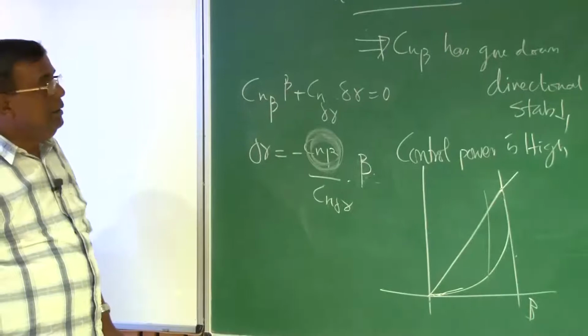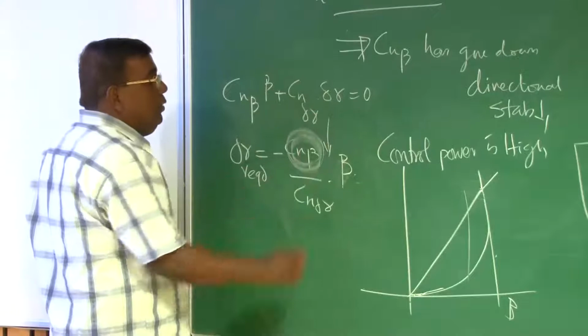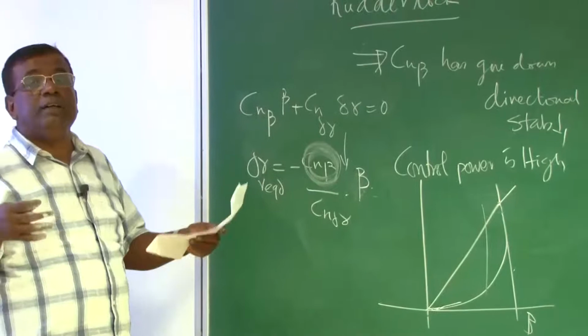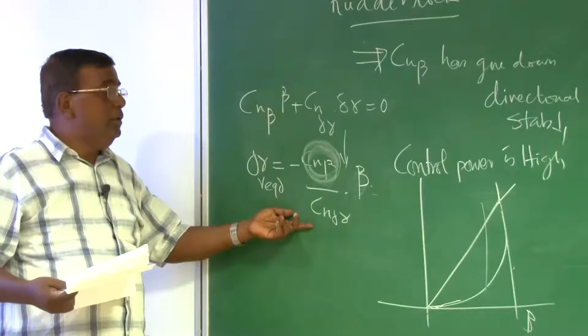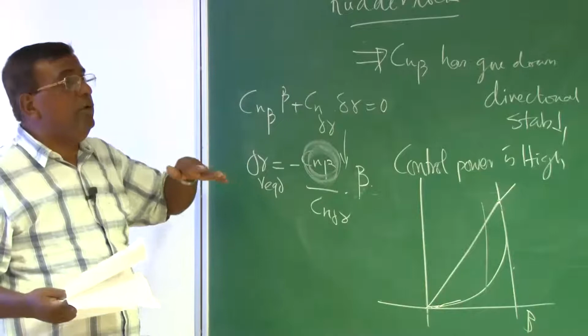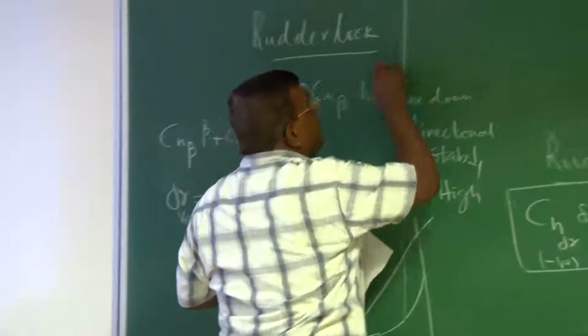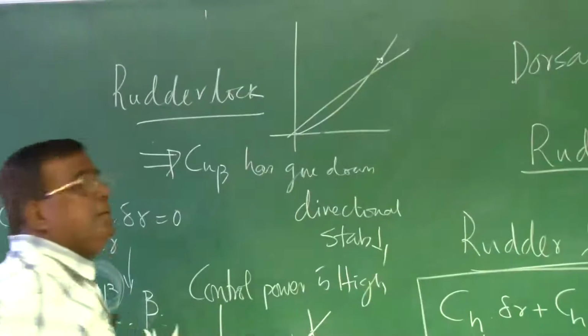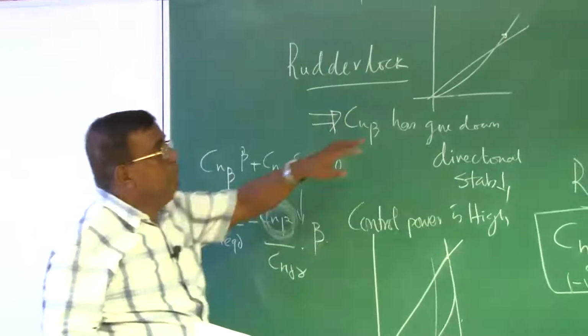Relatively, if you see CN beta has gone down, why CN beta has gone down? Because vertical tail is stalling, the effectiveness is going down. So delta R required will also go down, but delta float will not change that much. So delta float will float fast. So it will cross this point. It'll come to this point. That is where rudder lock phenomena is likely to happen.